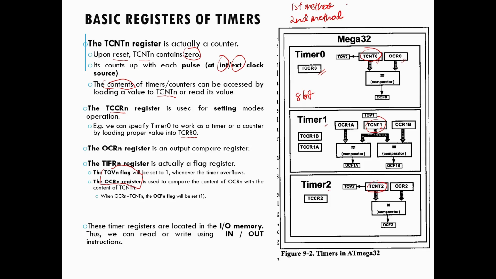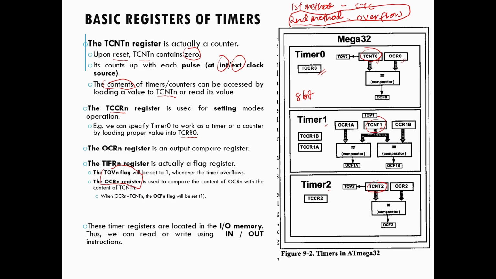Okay, so the first method we have is the CTC method. The second method is the overflow method. If we want to use the overflow method, I'll go to the second method first. It means that our overflow flag, okay, this is overflow.